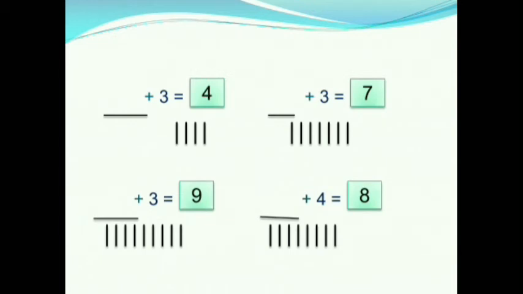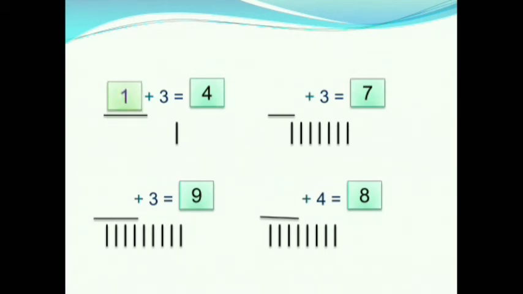Children, see the next question. Dash plus 3 is equal to 4. Here we want our answer to be 4. We have drawn 4 lines for it. But we have 3 in our question. So we will remove 3 lines. Now, how many lines are remaining? 1 line is remaining. So the missing number is 1.